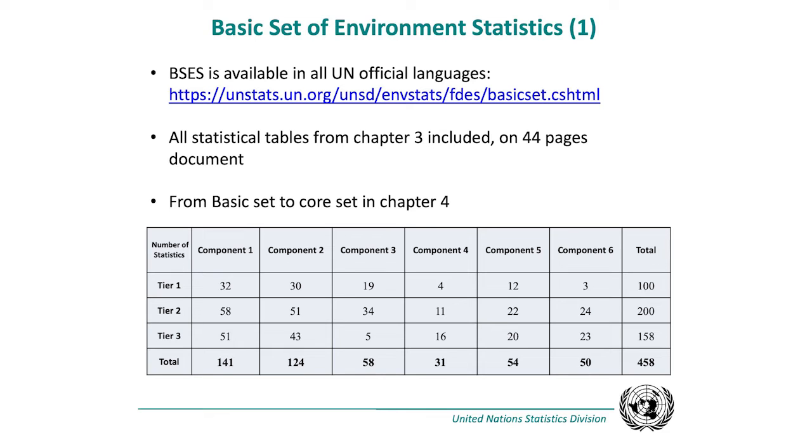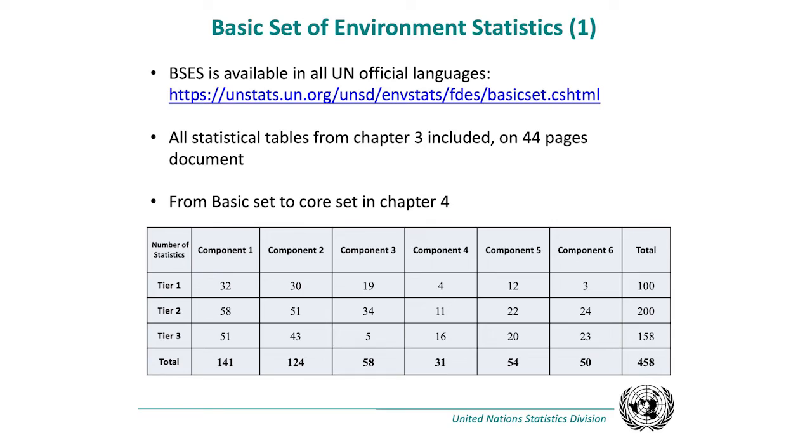100 statistics are defined as Tier 1, and these are the most easily applicable and relevant to most countries in the world. Tier 2 includes 200 statistics which are also relevant, but they may need some more work to develop the necessary data, particularly in countries with less developed statistical systems. Tier 3 contains 158 statistics which require substantial efforts to develop both their definitions and data collection methods.